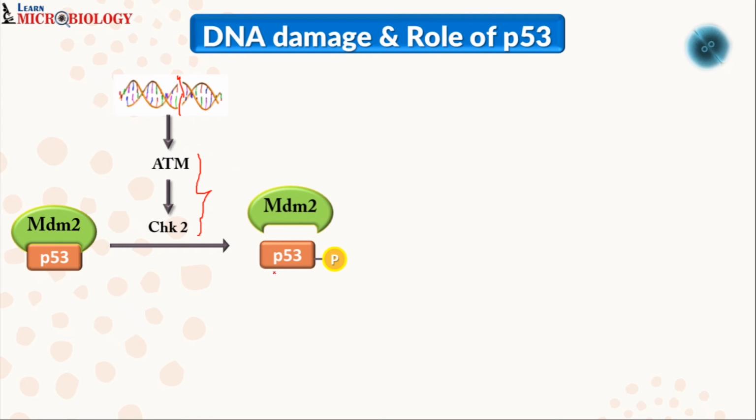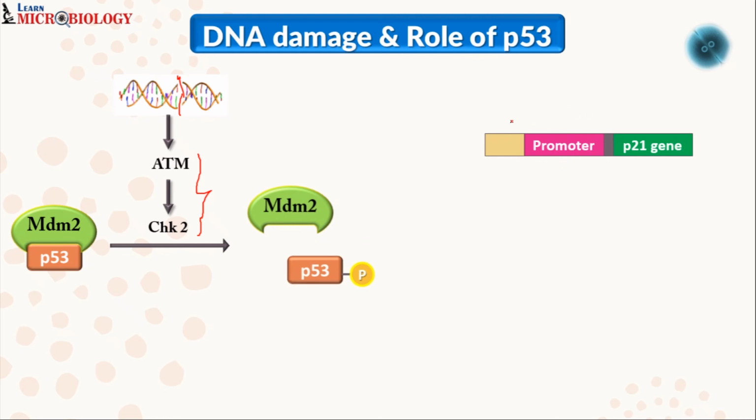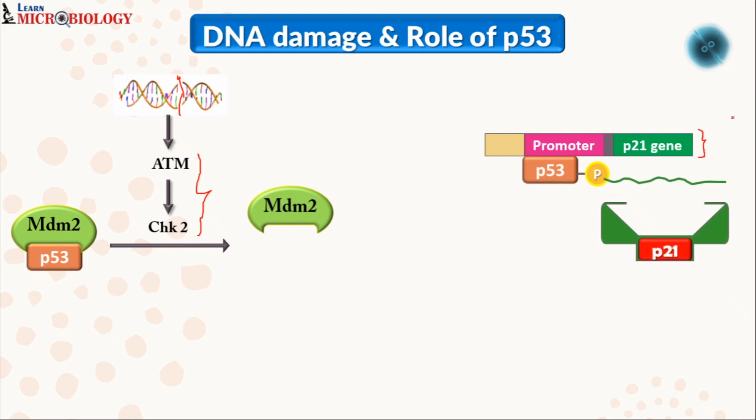Now P53 got activated, right? Now what it does, since I told it is a transcription factor, so again it is going to go and bind to promoter. So once it goes and binds to promoter, it will allow the transcription of P21 gene. So when P21 gene gets transcribed, it is going to produce your P21 protein. Now, if you remember in our second video, we studied that P21 is a CKI, that is your CDK inhibitor. So it means now when this P21 is present, it can bind to all the active form of your CDK molecule and it can block it so that the cell cannot proceed further, right?